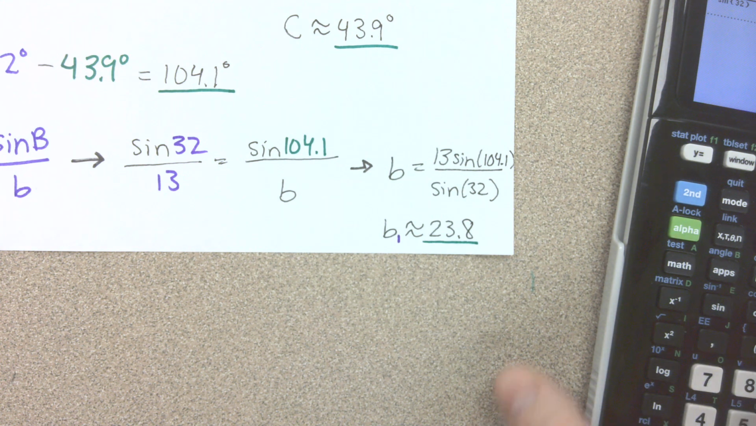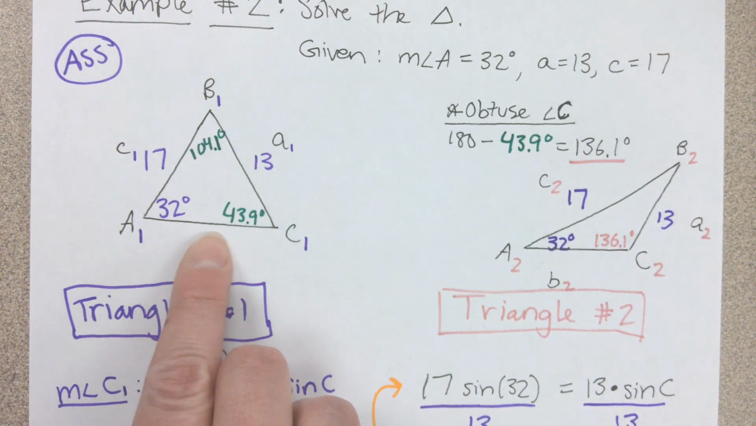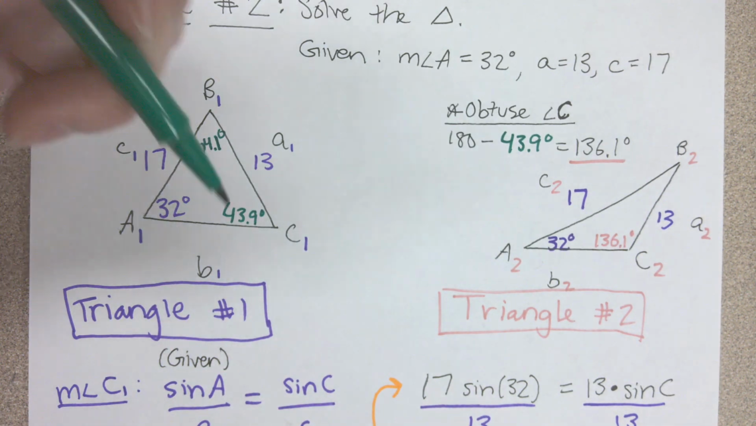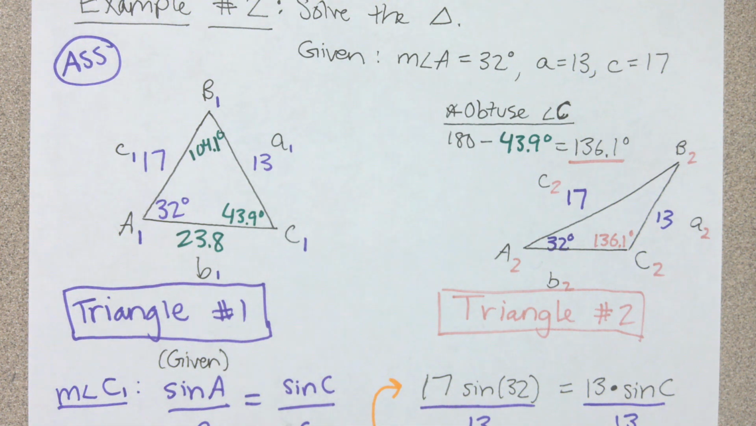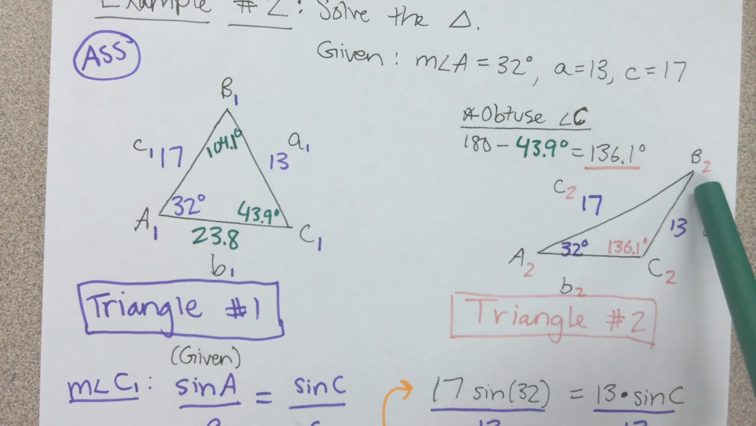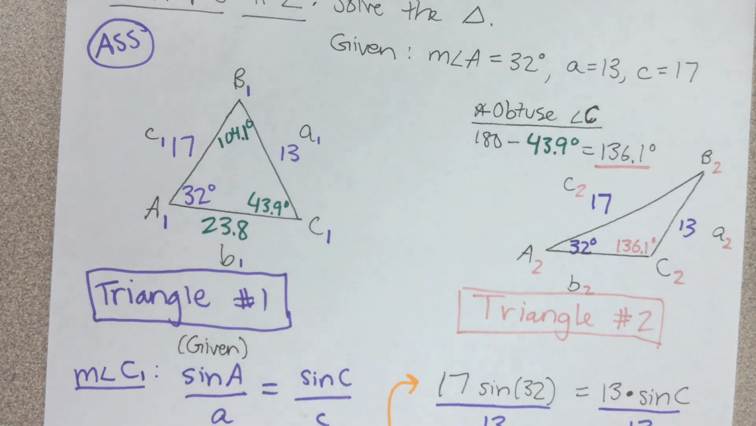I know it is a lot of steps, yes. I'm not a fan of these problems either. Okay, so that's going to go into my value up here. Okay, triangle 1 is solved. Now we need to repeat those same two steps for triangle 2. Solve for angle B2 and then find side B2. And I'm out of room, so I'm going to get a new piece of paper to finish this off on.